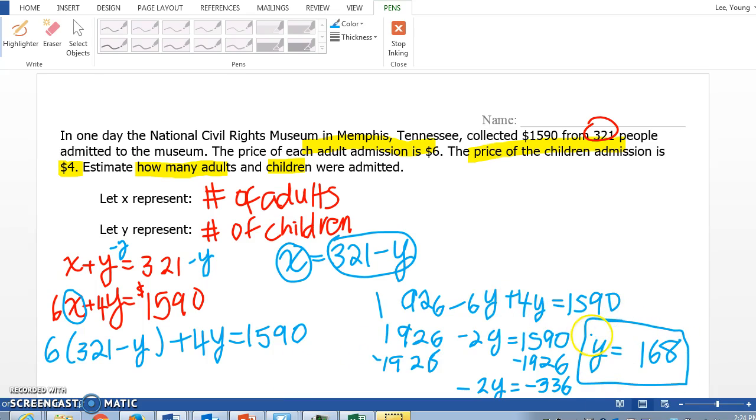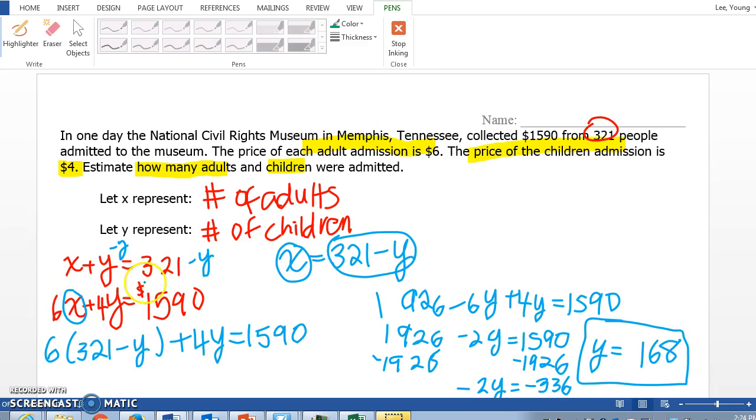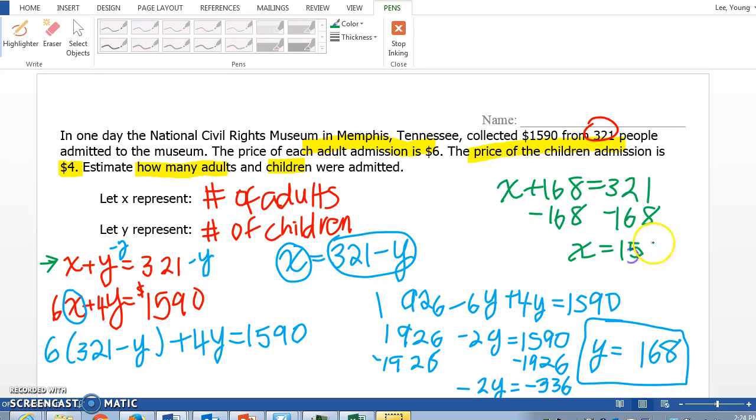But we're still not done because we need to find the X value. Where do I need to go back? We just need to go back to one of the originals. Would you go to the first equation or second equation? I'll definitely go to the first one because it's X plus Y equals 321. All you need to do is substitute Y with 168, so X plus 168 equals 321. You subtract 168 from both sides. I guess you are going to get 153.